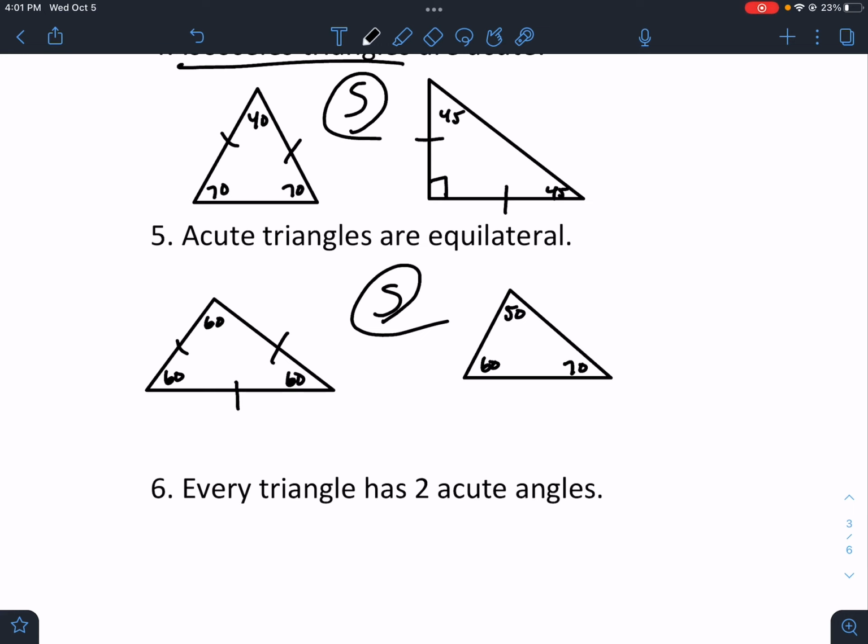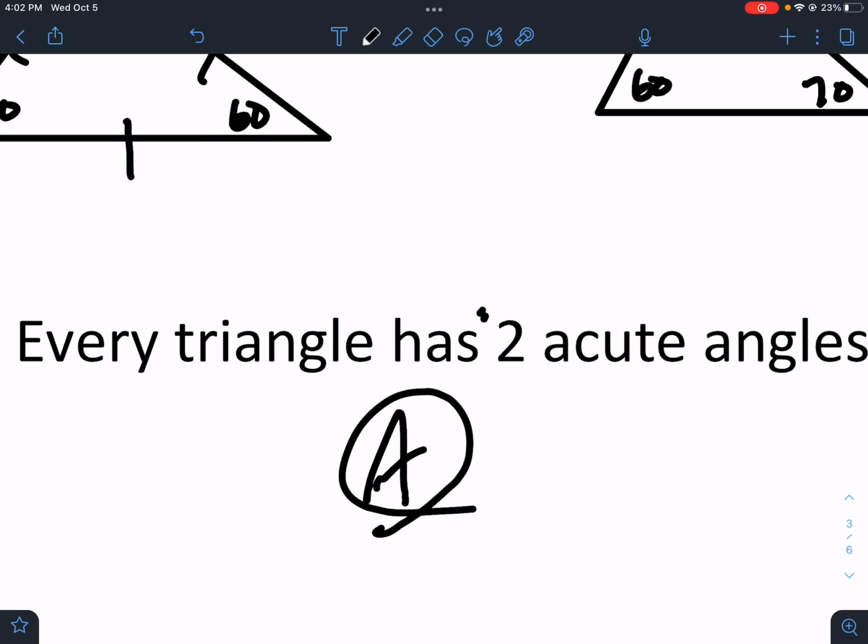And then every triangle has two acute angles. That's not a very good question for sometimes, always, never. Actually, it should have said something like triangles have two acute angles. And remember, that is at least two. If it meant exactly two, it would have said exactly two. And exactly two is sometimes.